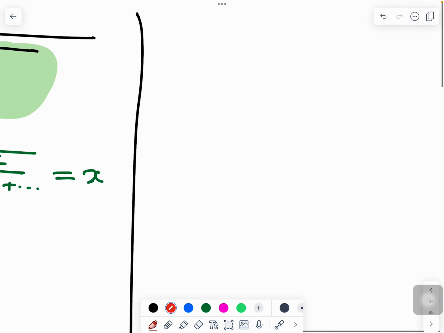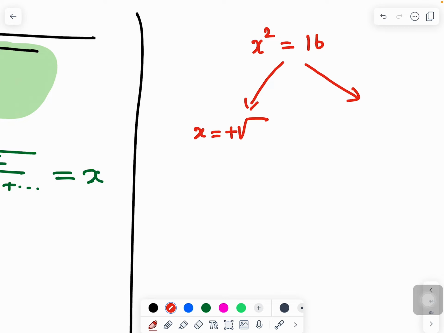Now let's look at how many solutions there are for x squared equals 16. How many solutions are there? There are two possible solutions. One solution is x is equal to plus root 16. Another solution is x is equal to minus root 16. Correct. One solution is x is equal to plus 4. Another solution is x is equal to minus 4. Correct. This part is correct.